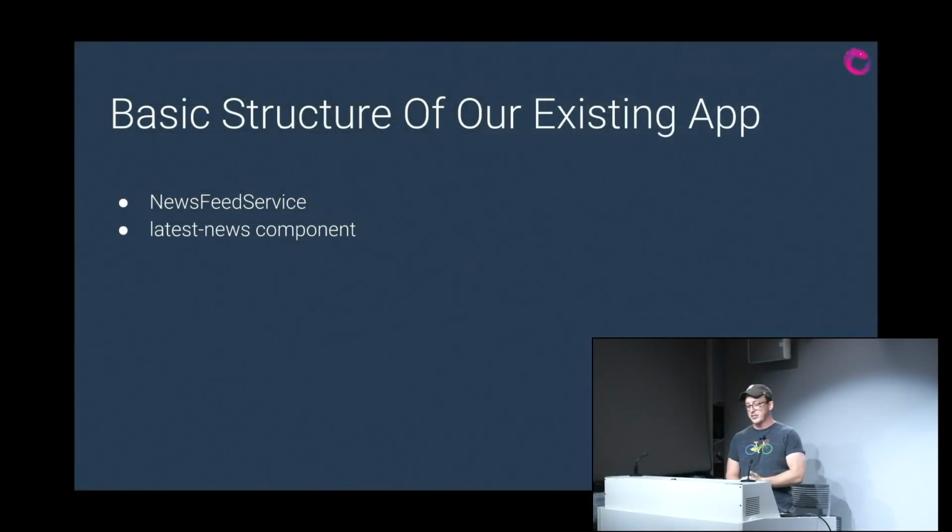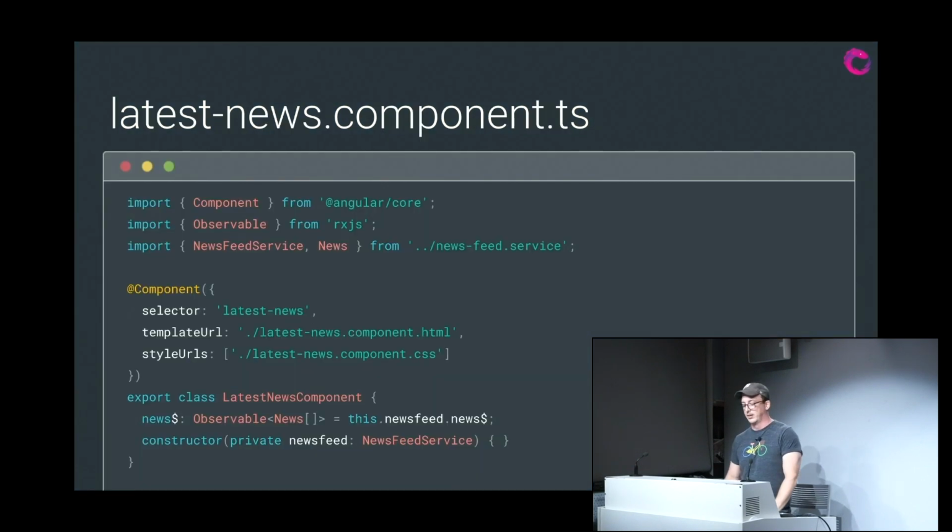So the basic structure of our existing app is just two things. We've got a newsfeed service and we've got a latest news component. It's the simplest Angular app that I could conceive and still update. So our latest news component looks like this.